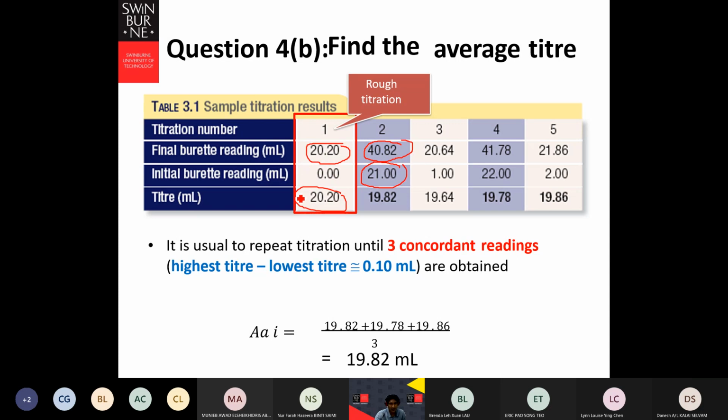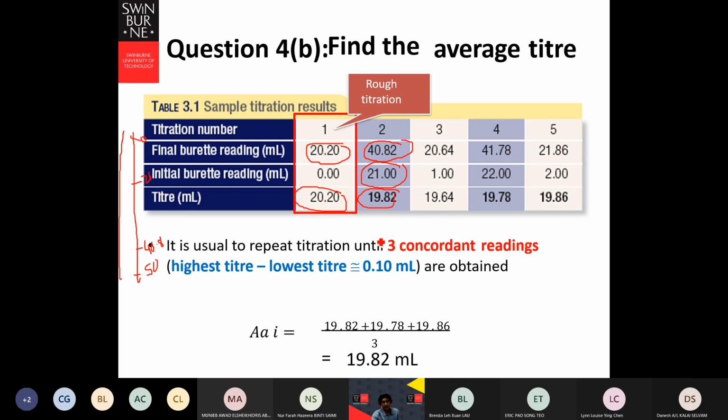Sorry, final was 40, initial was 21, because the burette, if you have remembered using burette, we start from 0, right? Here it is 0, and 50 is here. So the more you add, the more the volume is increasing. Initially it is 0, and the more you are adding, the reading is going down, so it is increasing. So it increases to 40.808, and we started from 21. If we deduct these 2, we will get 19.82 volume. And this way we find 5 different readings.